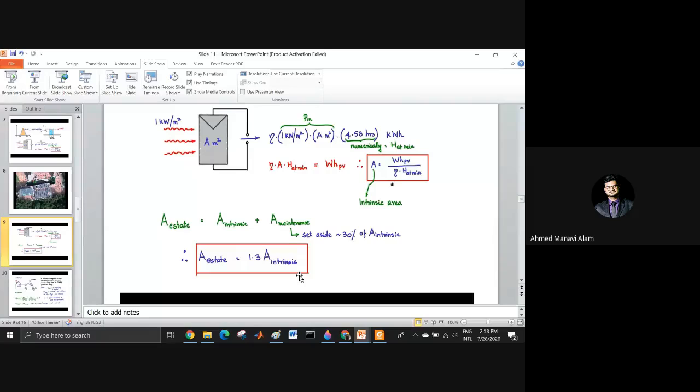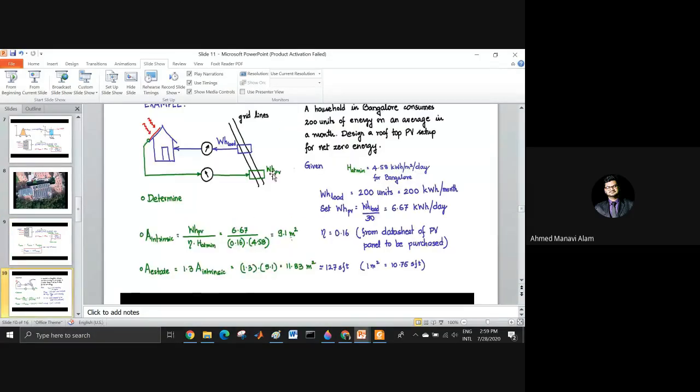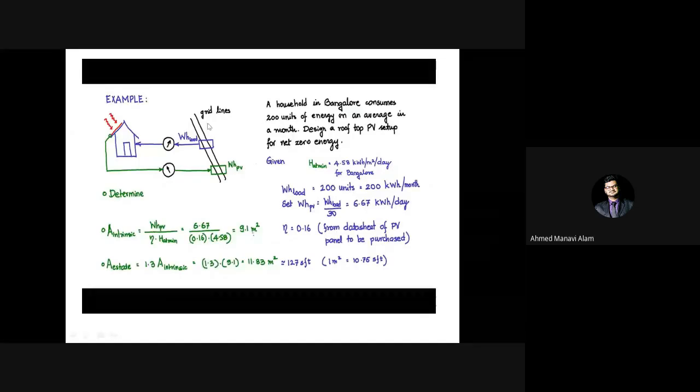No need to worry. If I simplify and summarize what I have told here, the area you are getting is the intrinsic area for the PV cell. If you multiply this area by 1.3, you will get the real estate area. As simple as that. You just need to multiply it by 1.3. Okay, so no need to worry. Now, all of your doubts will go away by doing this math.